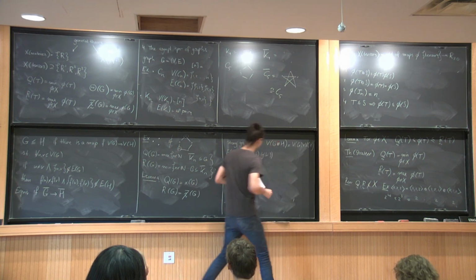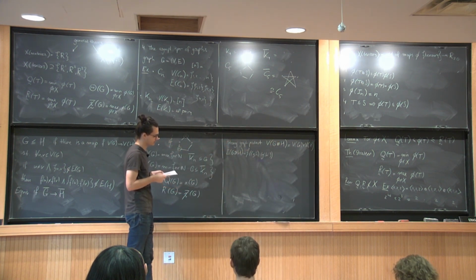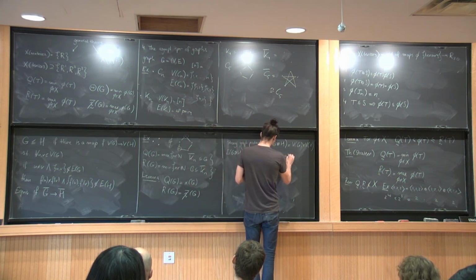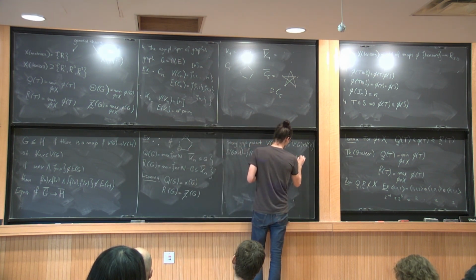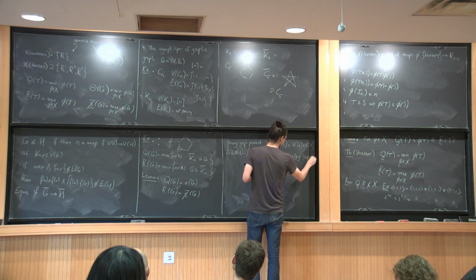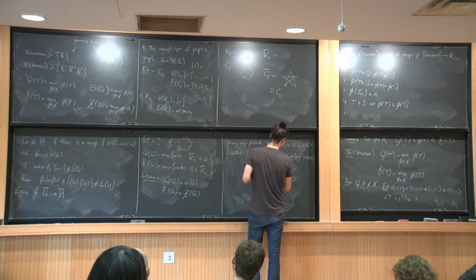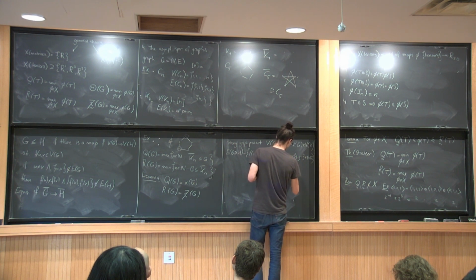Such that, so GH, G prime, H prime, such that G equals G prime, or GG prime is an edge, and H equals H prime, or HH prime is an edge.